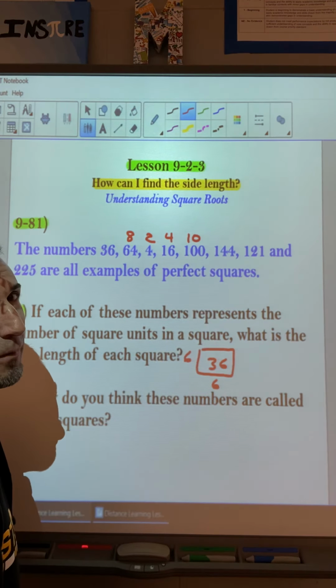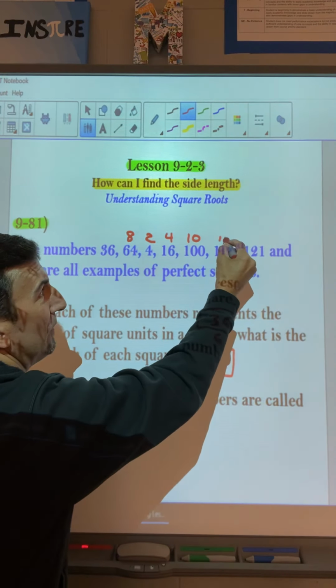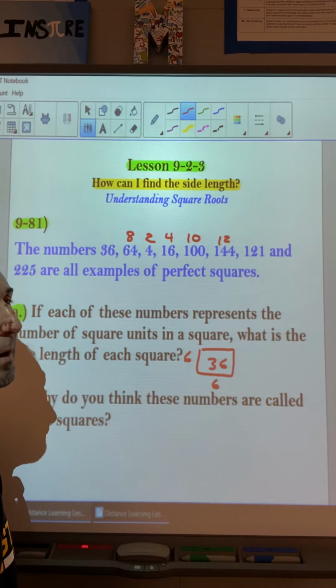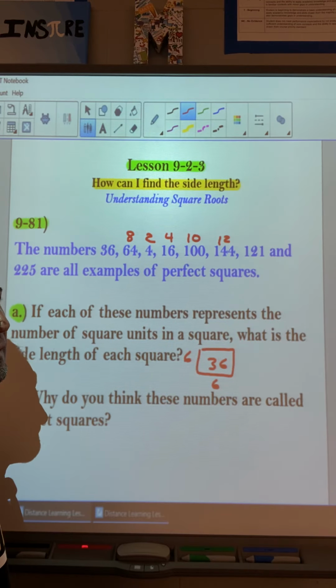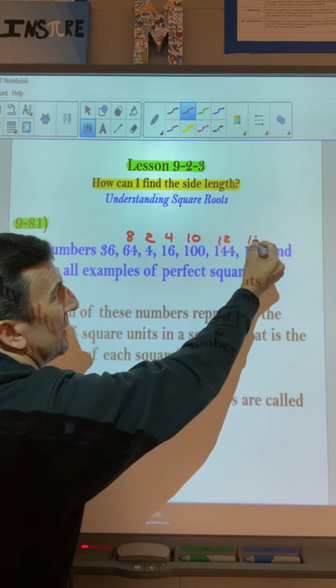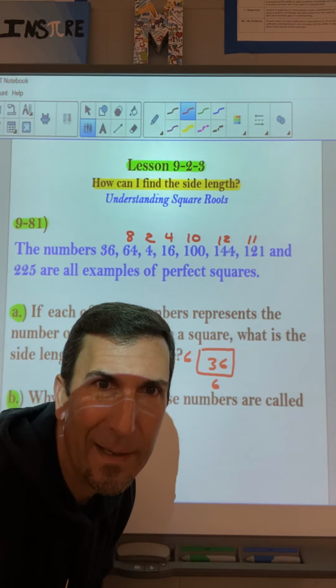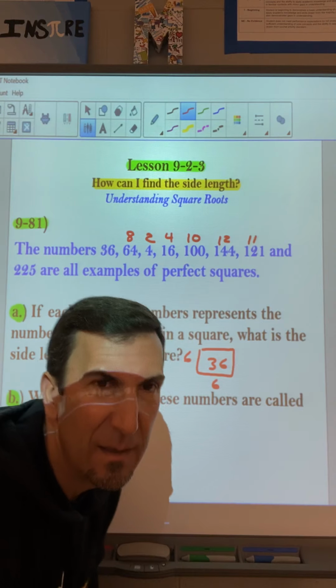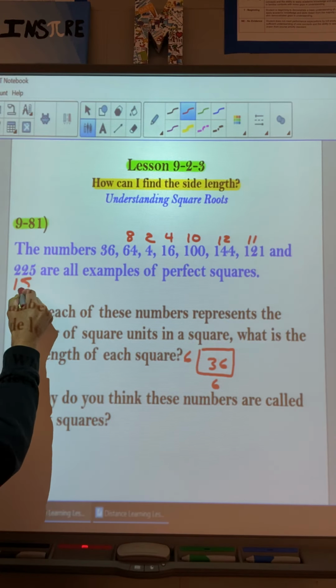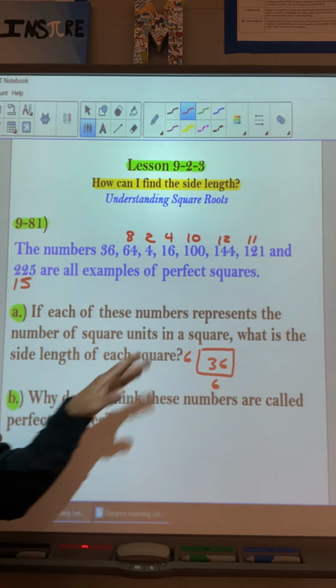Anybody know 144 off the top of their head? Excellent, Allie. 12. Okay. What about 121? Emma, well done. And then what about 225? If you were paying attention, I gave you this one at the beginning. Okay. So those are our perfect squares.